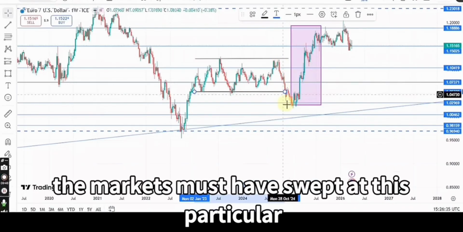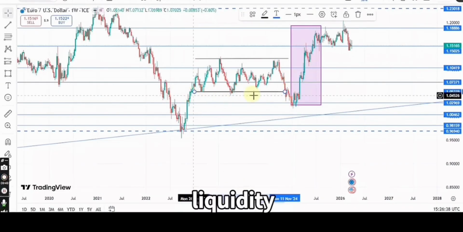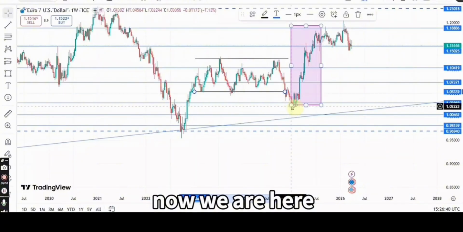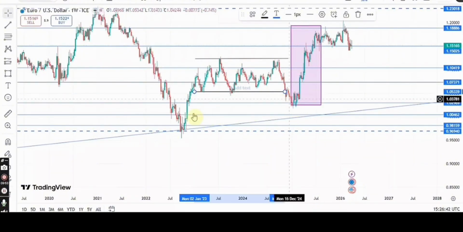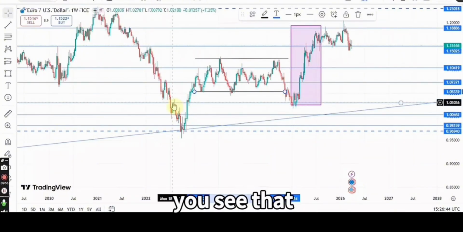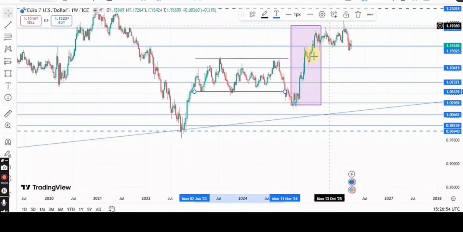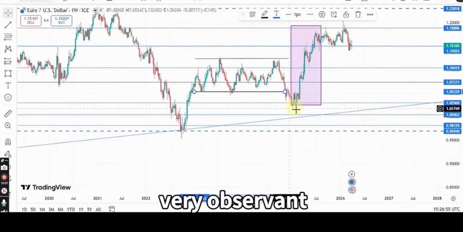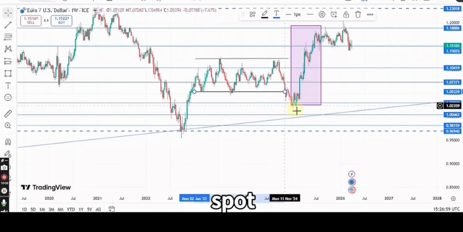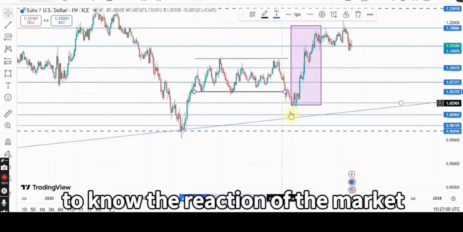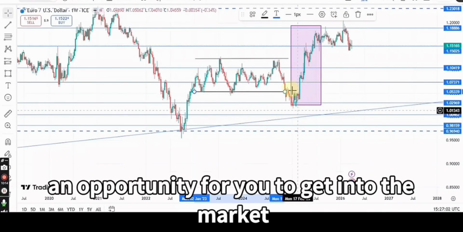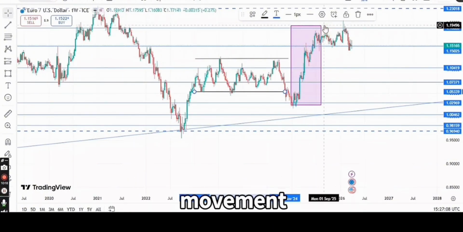So after the market must have swept out this particular liquidity, now we are here at this particular point. If you look closely, you see that this particular resistance has turned to support for the continuation of this trend. So you need to be very, very observant in this particular spot to know the reaction of the market and an opportunity for you to get into the market and take advantage of this particular movement.